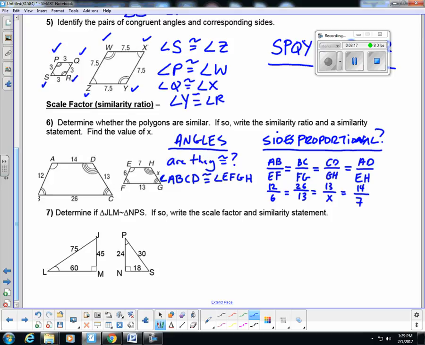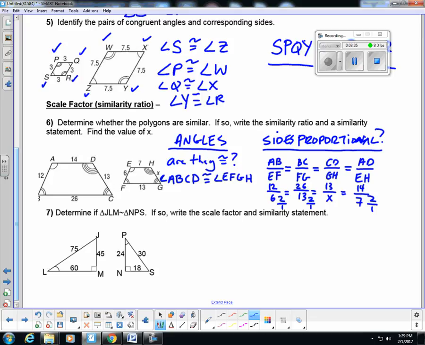they are all 2 to 1. This is 2 to 1. This is 2 to 1. This is 2 to 1. So even though we don't know that fourth one, we're going to figure out what x should be in order for it to actually work, in order for it to be similar.